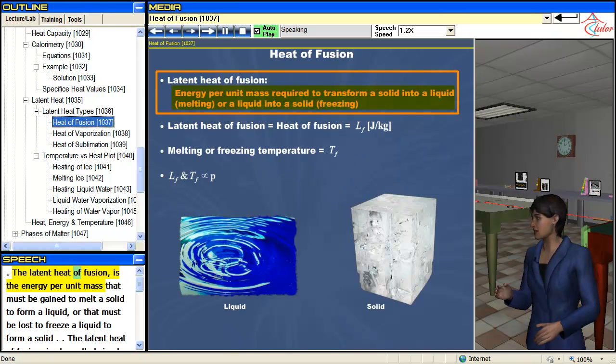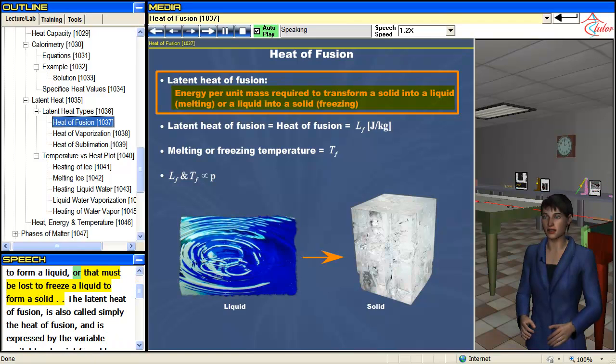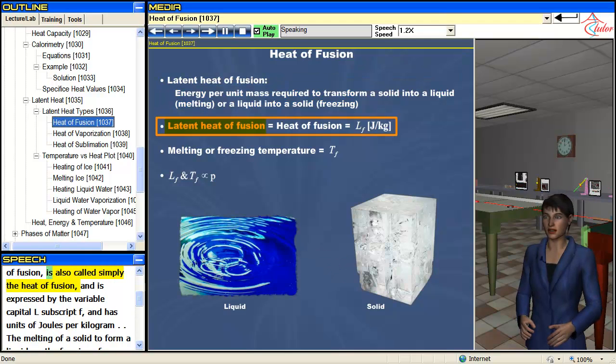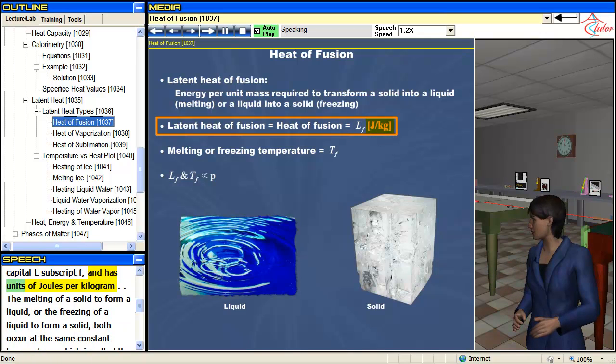The latent heat of fusion is the energy per unit mass that must be gained to melt a solid to form a liquid, or that must be lost to freeze a liquid to form a solid. The latent heat of fusion is also called simply the heat of fusion, and is expressed by the variable capital L subscript F, and has units of joules per kilogram.